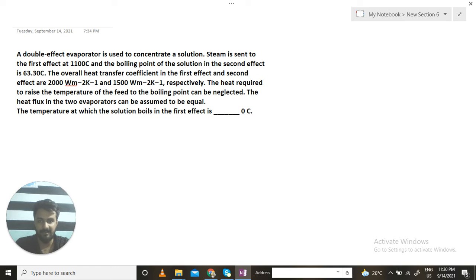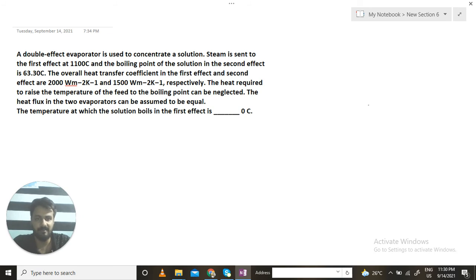So here they are saying that the boiling point effect has to be neglected, and the heat flux in two evaporators can be assumed to be equal. I will discuss that later. The temperature at which the solution boils in the first effect is asked. So here, this was a very good question on the evaporator in heat transfer. Just understand the basic things: what is given in the question, what we have to calculate, and what will be the mechanism of the calculation of the numericals.